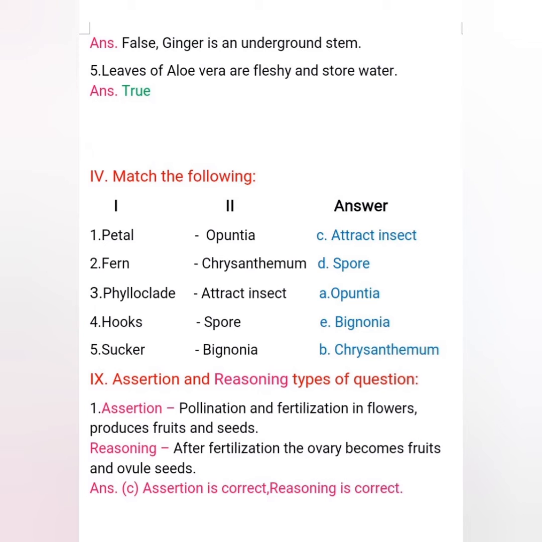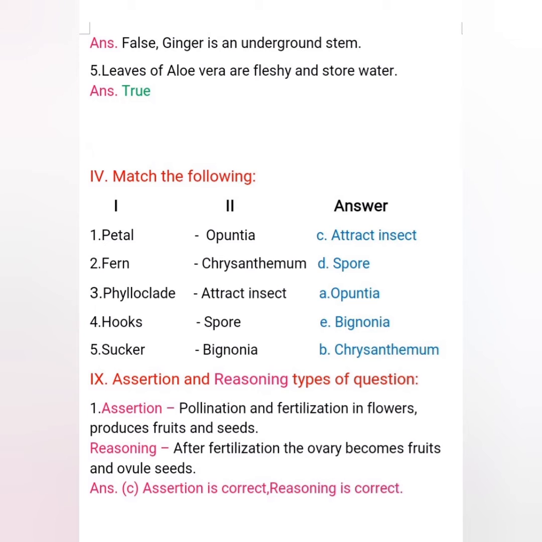The fourth Roman is match the following. First question, petal. Right answer, attract insect. Question number 2, fern. The correct answer is spore. Question number 3, Pyrocladus. The correct answer is opuntia. Question number 4, hooks. The correct answer, bignonia. Fifth question, shaker. Correct answer, chrysanthemum.